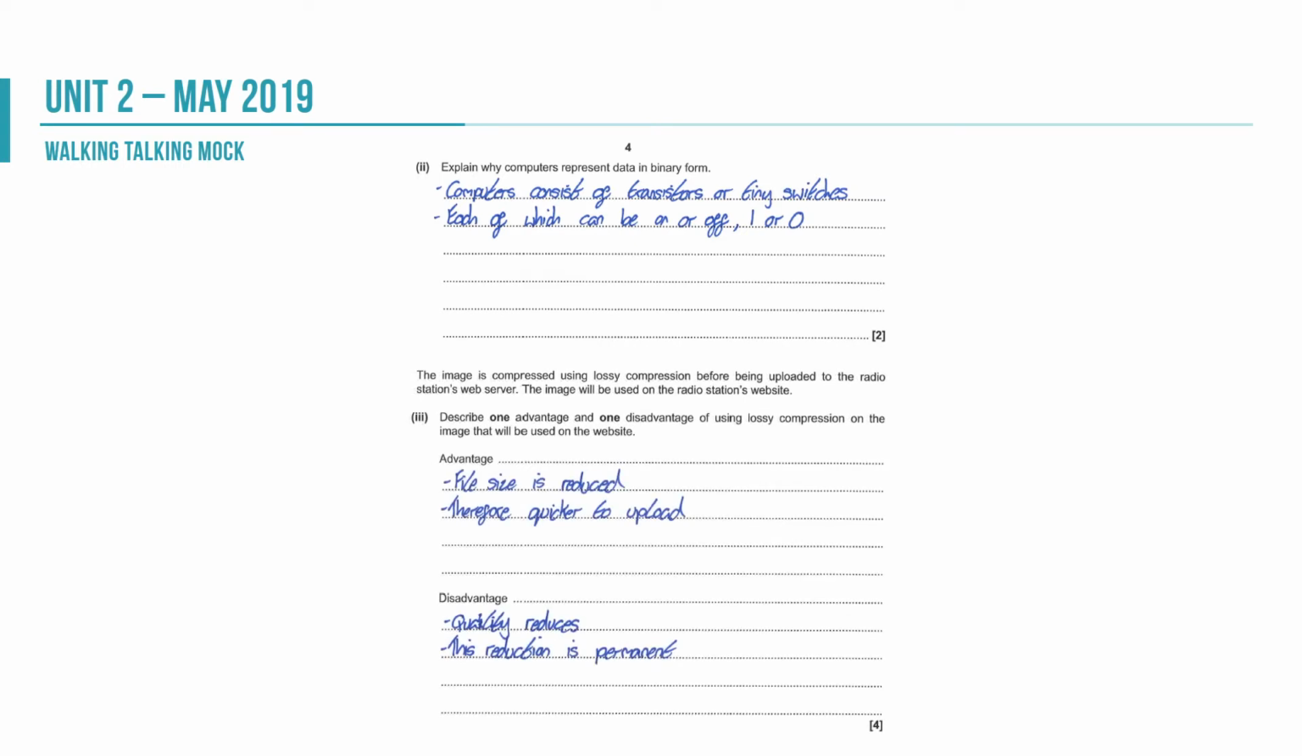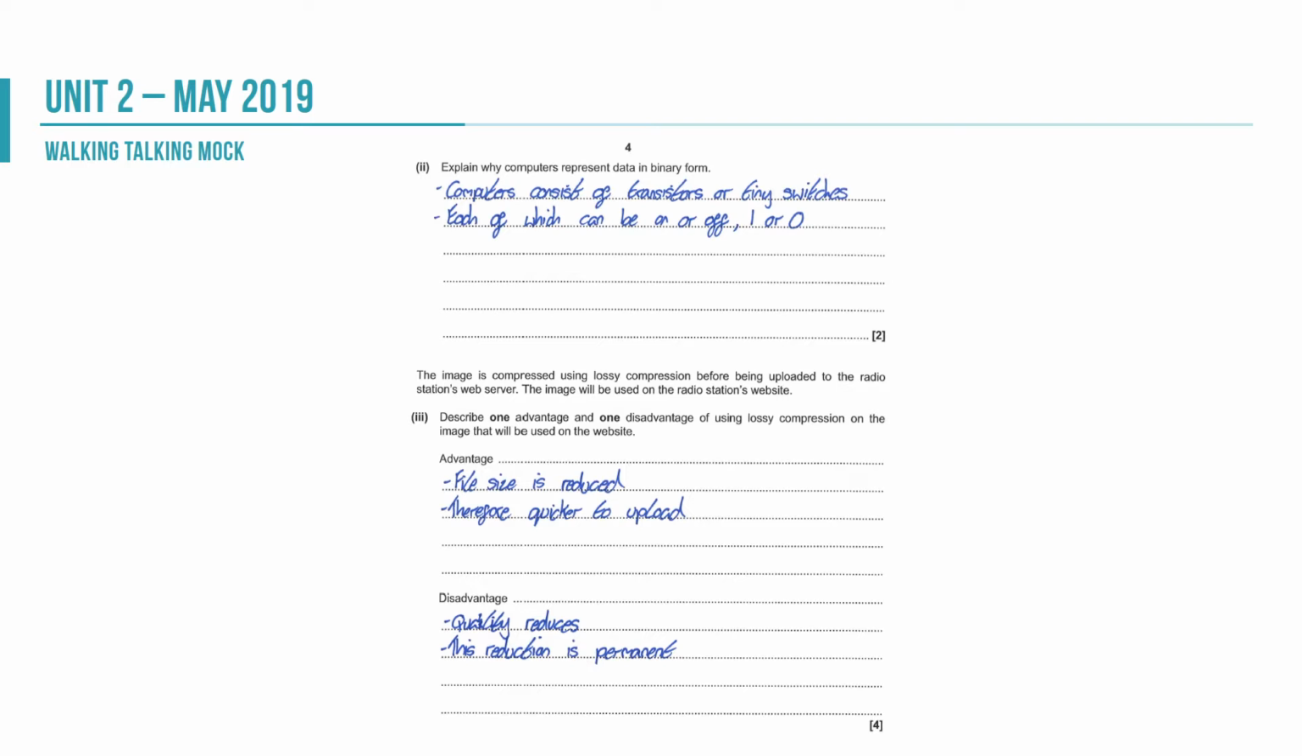So advantage, file size is reduced, therefore it's quicker to upload. I've made one point there, that's one advantage, but I've made it really clear to the examiner that I'm explaining it. The file size is reduced, therefore it's quicker to upload. You could also say it's quicker to download, so the page will load more quickly, or it's going to use less mobile data. Disadvantages, well, the quality definitely does reduce, and that reduction is permanent. So we can't ever get that reduction back, and that to me does feel like a definite disadvantage.